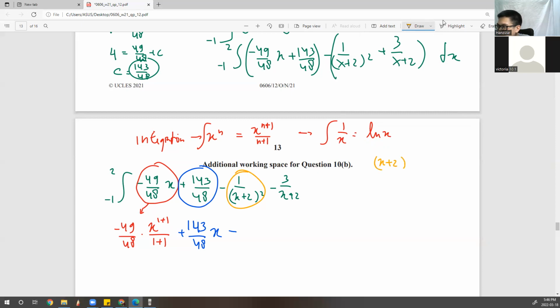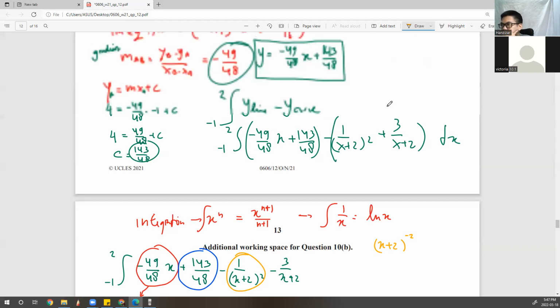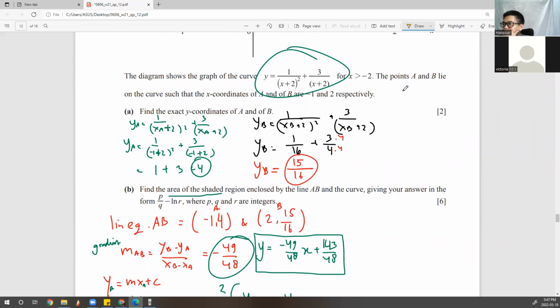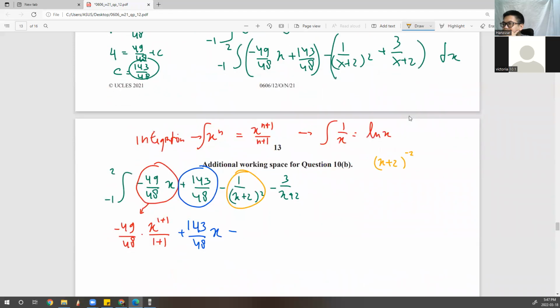x plus 2 power negative 2, right? If I want to derive, or I want to integrate this, wait, how can I do this? A moment, please. Wait, we cannot use any calculator, my goodness. Square. Wait. This is quite complicated.